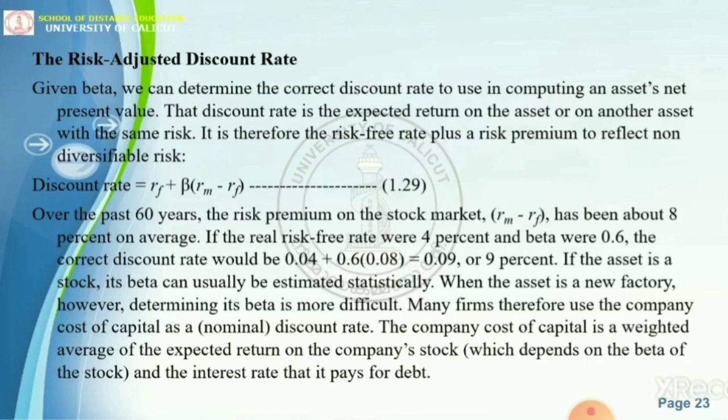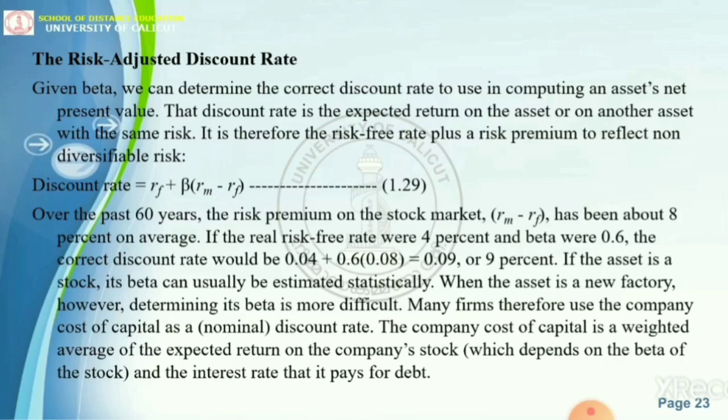Over the past 60 years, the risk premium on the stock market, that is RM minus RF, has been about 8% on average. If the real risk-free rate were 4% and beta were 0.6, the correct discount rate would be 4 plus 0.6 into 8, that is 0.09 or 9%.